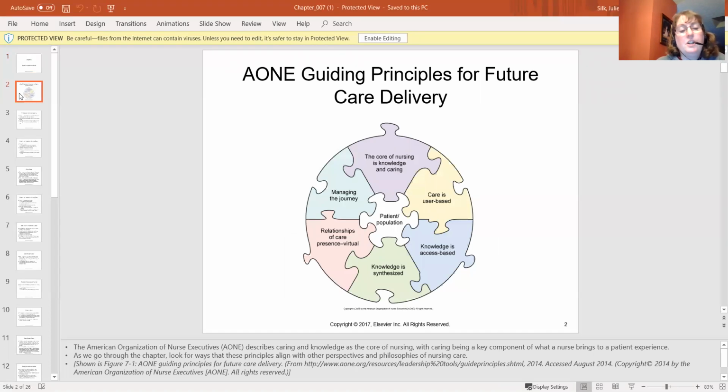The American Organization of Nurse Executives describes caring and knowledge as the core of nursing, with caring being a key component of what a nurse brings to the patient experience. As we go through this chapter, look for ways that these principles align with other perspectives and philosophies of nursing care.